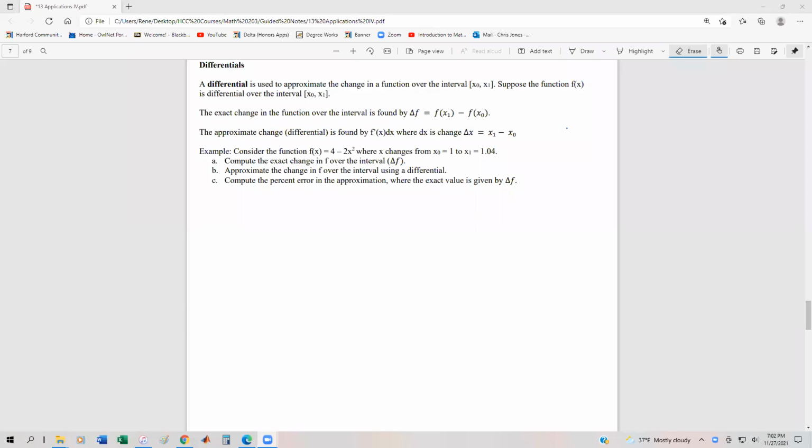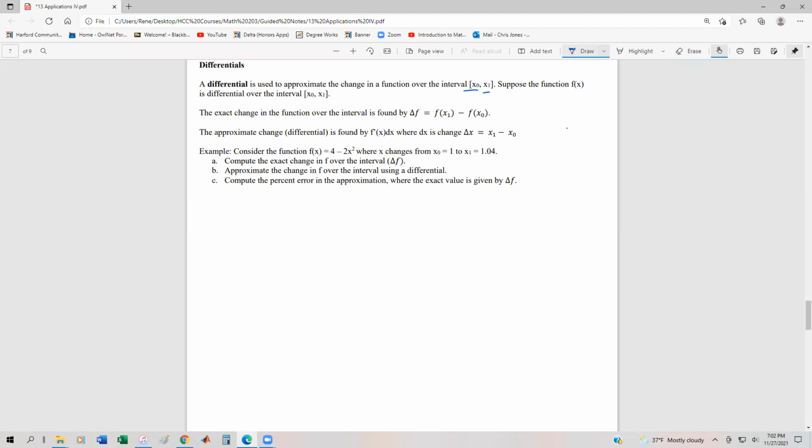In this section we're going to utilize the idea of a differential in two ways, one of which is how much a function changes over a given interval. If we have an initial value, x0, and a terminal value, x1, how much is the function changing? There's two ways that we're going to be able to figure that out.